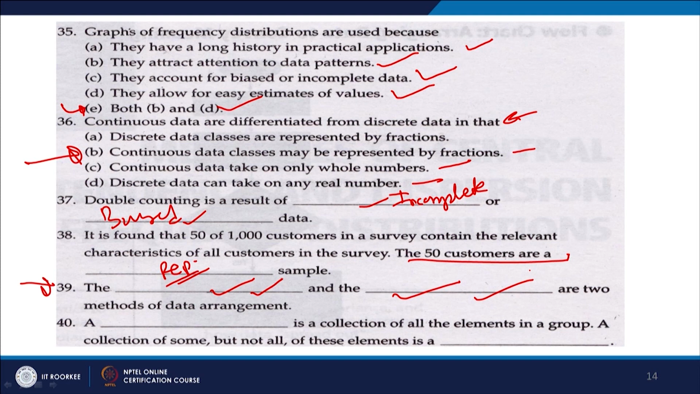Final one is a dash is a collection of all the items in a group. A collection of some but not all of these elements is a dash. So, what do you think should come over here? Collection of all items or all elements is population, right, is not it, and this should be sample, right.